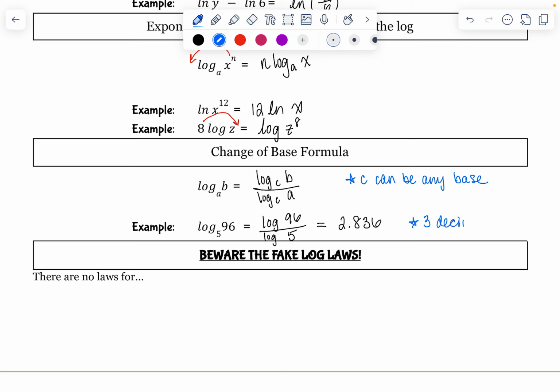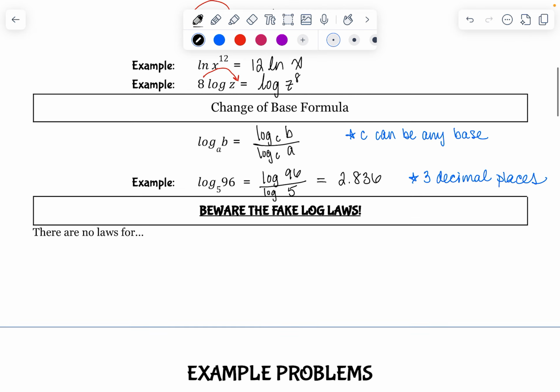I'm going to make a little note here as well. All right, the last thing we're going to talk about are some common misconceptions. So these are laws or rules that don't actually exist, but I see year after year that people try to condense or expand logarithms using these. So the first one is there's no rule if we have addition or subtraction on the inside of a log.